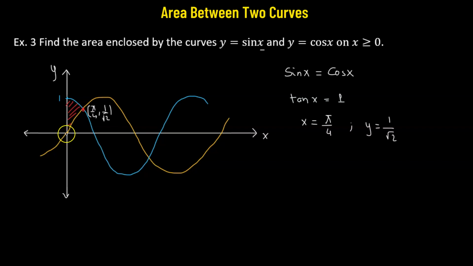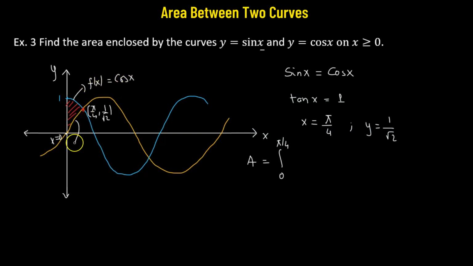So that means we will begin from our origin x equals 0 and integrate it up to x equals pi over 4. So the area will be from 0 to pi over 4. Now the question is, which curve do we consider first? The upper curve is our cosine function. Let's call it f of x, which is cosine of x.